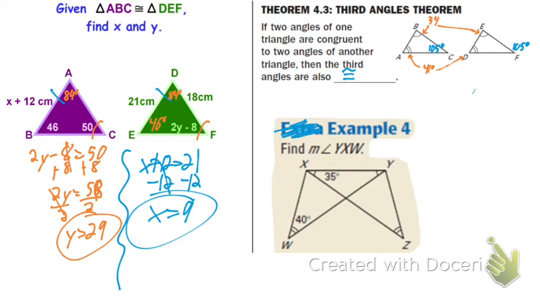Okay, so we want to find the measure of angle YXW. So we want to find this big angle up here, okay? Now, this looks confusing, right? How many triangles do we see? There's actually 5 triangles here, okay?